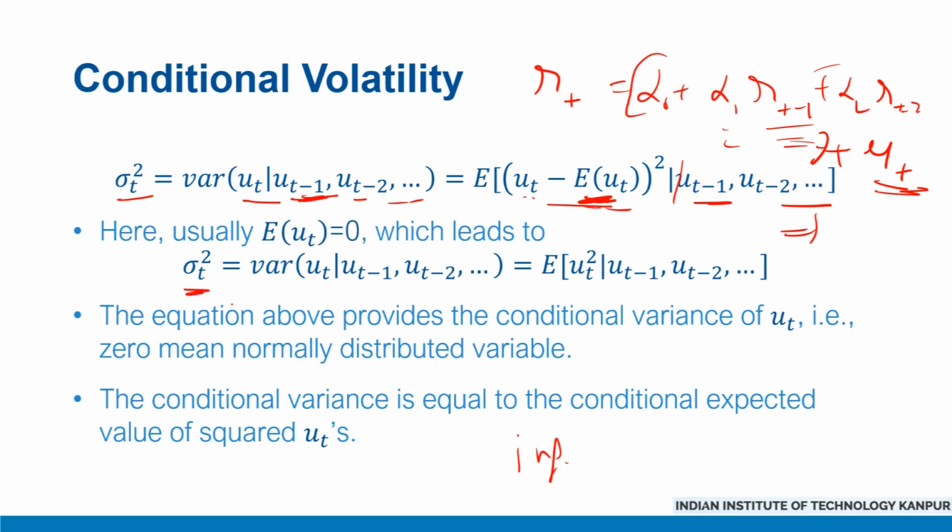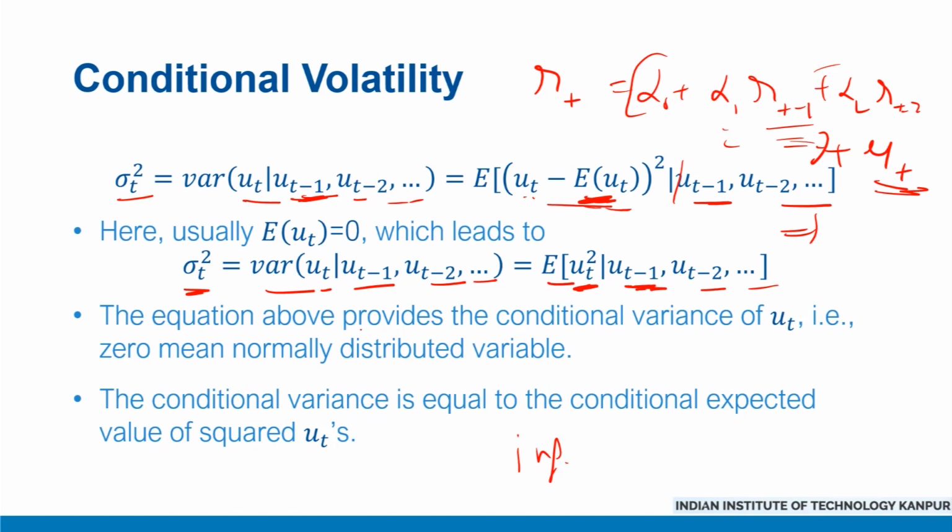So we can simply write the sigma square t as variance of mu t conditional upon mu t minus 1, mu t minus 2 and other historical information points, which is nothing but expected value of mu t square, or simply the variance of current period innovation or information, that is mu t square, given the information, or conditional to information, that is in mu t minus 1, mu t minus 2 and so on.